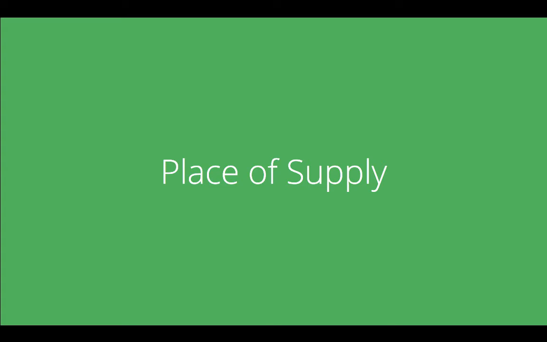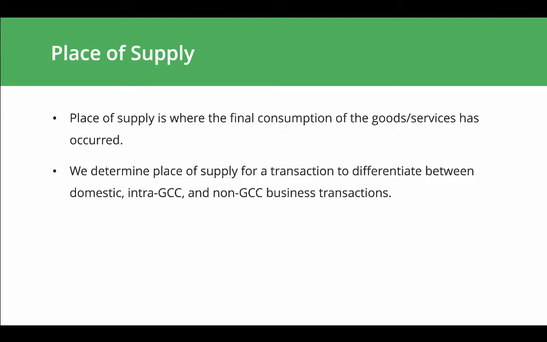Place of supply. Place of supply is the place where the final consumption of the goods or services takes place, and it need not always be the same place where the supply was manufactured. We determine place of supply for a transaction to differentiate between domestic, intra-GCC, and non-GCC business transactions.